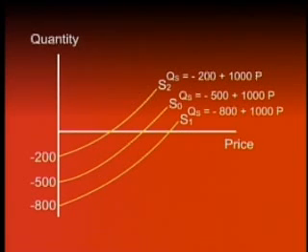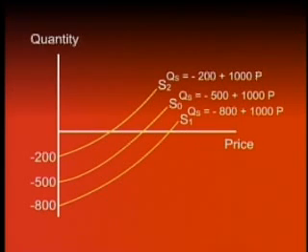If P changed, we would move along the supply curve S naught. But if any determinant other than P changed, a new equation would result, and this would be represented by a shift in the supply curve. So let's say C changed from minus 500 to minus 800. This means that the curve would shift down by 300 units from S0 to S1. Now if C went up from minus 500 to minus 200, the curve would also shift by 300 units, up to S2. However, we are talking in QP space, and you are more familiar with PQ space.